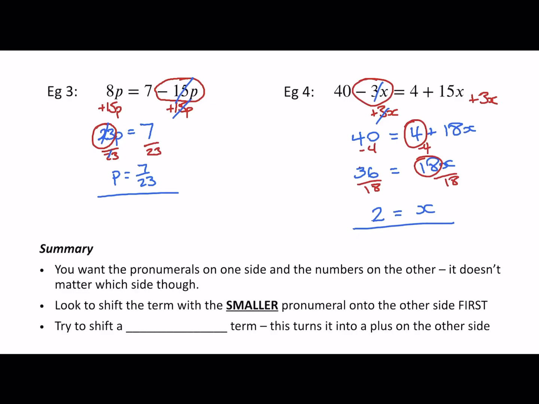Now, you notice I put the summary back at the bottom of the page. The first 2 points are the same. You're looking for the smaller pronumeral to shift. You want all the pronumerals on one side. Now the third point, it says try to shift a negative term. What do we do on this one? It was all the negative pronumerals or the negative coefficients. So then I've just put negative term down here. So it turns it into a plus on the other side. All right, you know all I know now, so let's get into some practice. Good luck.